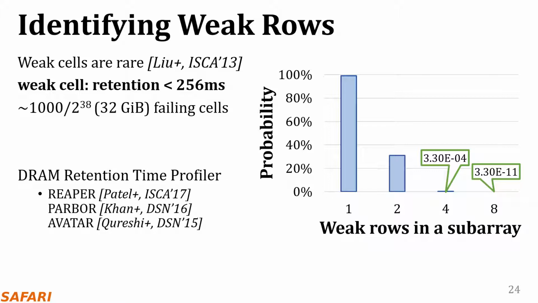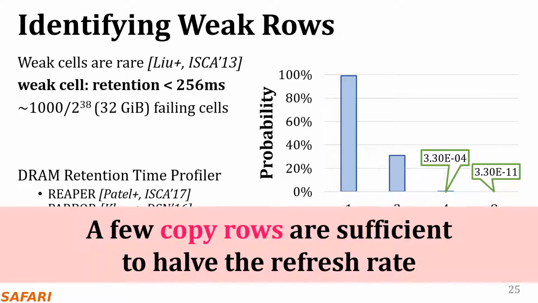To detect weak rows, there are several prior works that propose DRAM retention time profilers. CrowRef can adopt any of these profilers. A profiler can either be used at system boot or during runtime, as Crow supports the Crow table to be updated at any time. So only a few copy rows are sufficient to halve the refresh rate.